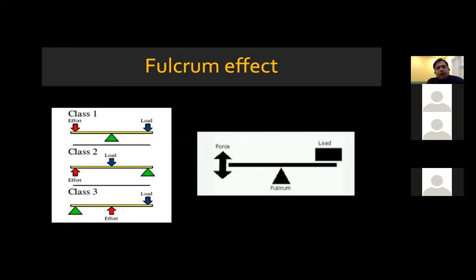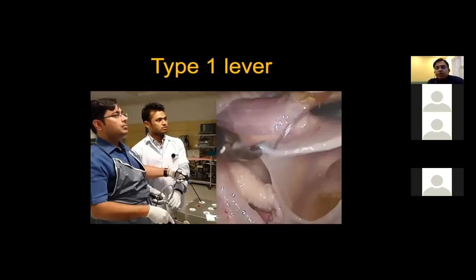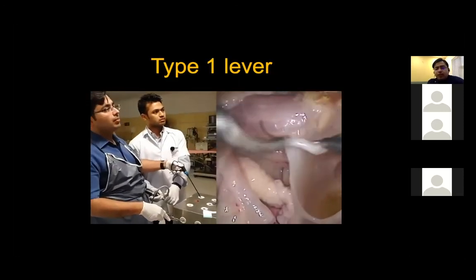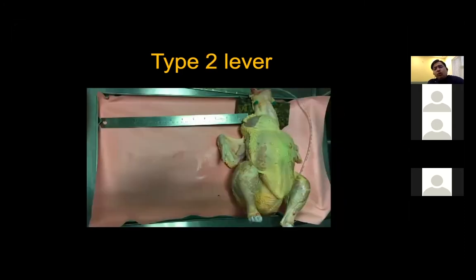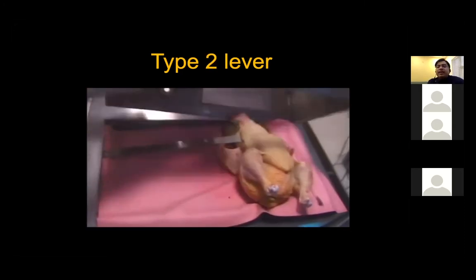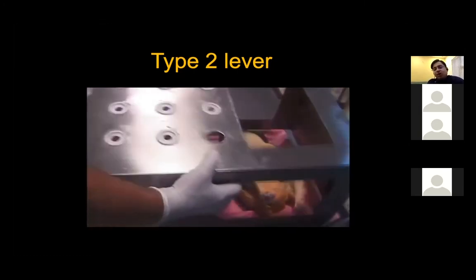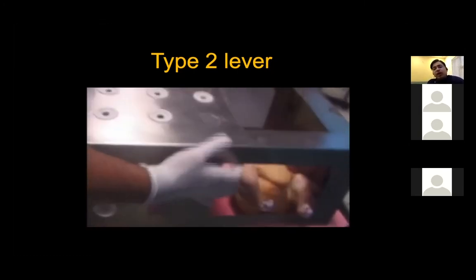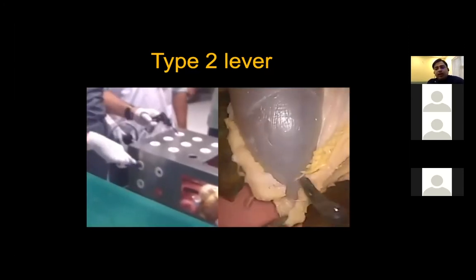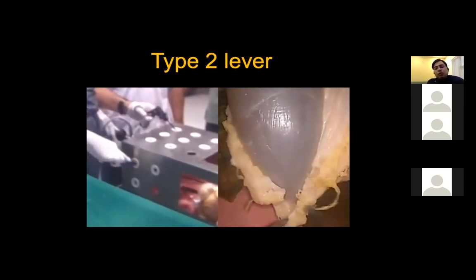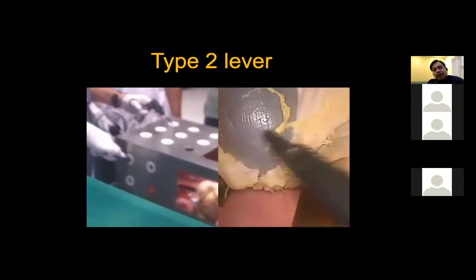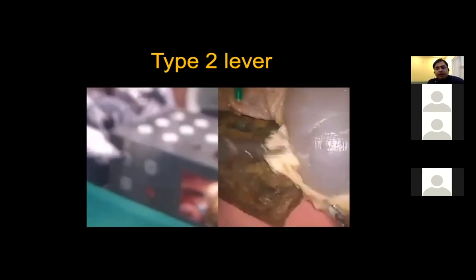Imagine a situation where 3/4 of your instrument is inside and only 1/4 of your instrument is outside. In this situation, what will happen is the movement inside will increase. For every unit movement done outside, the tip of the instrument will move much more. That means the force will get reduced and the movement will get magnified.